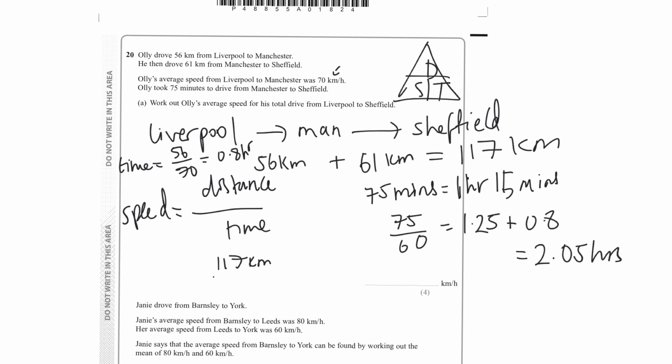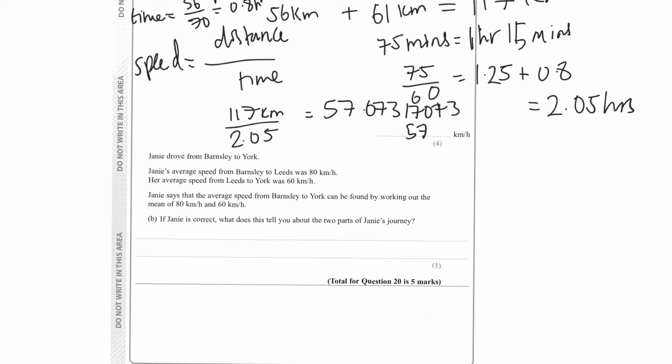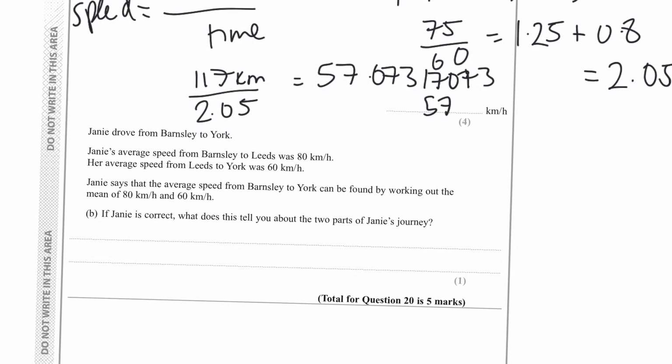So you're going to do 117 divided by your 2.05 hours, and that would give you an answer of 57.07317073, something like that in your calculator. But because it's the average speed, round it. So then to the nearest whole number, that would be 57. And if we have a look down again, this was in the high paper.